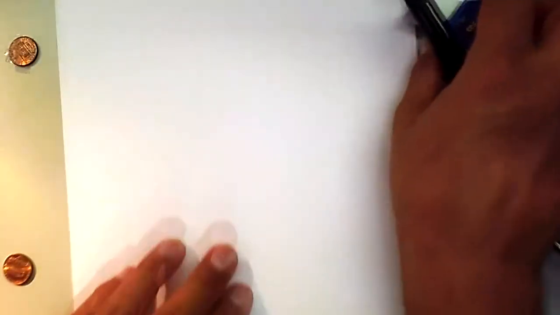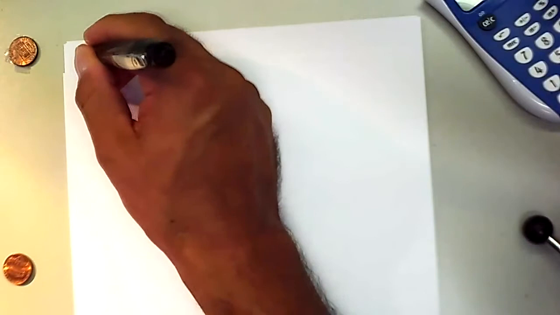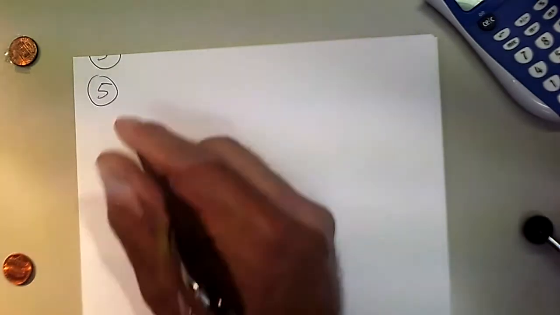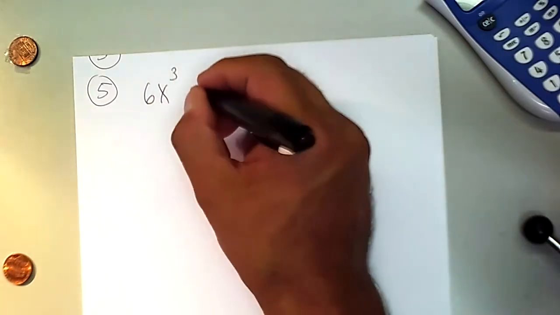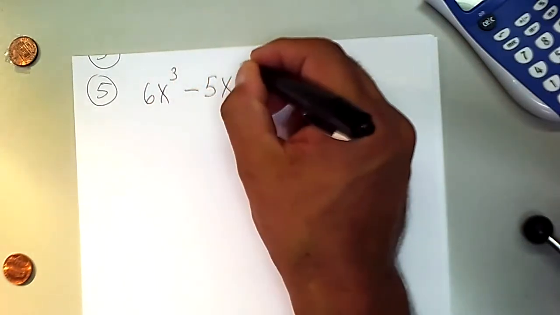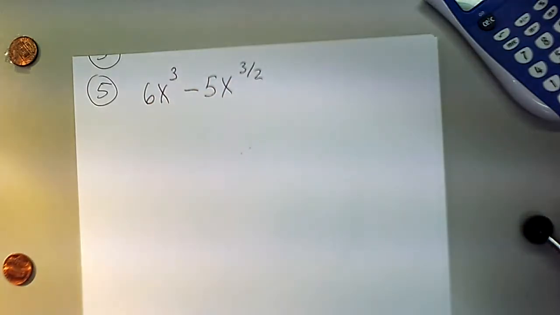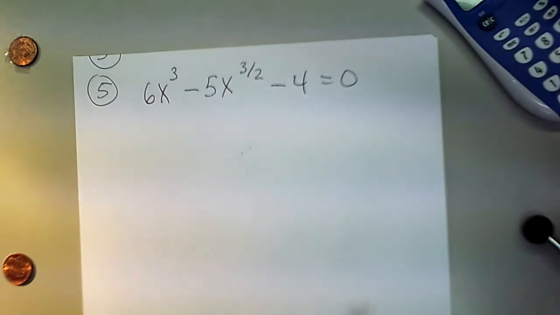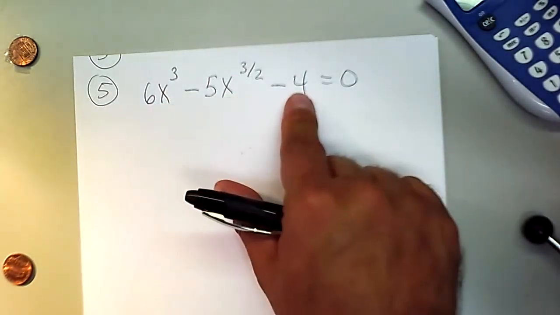That was example 4. Example 5. Whoops, I wasn't looking. 5, there we go. Oh, this is an interesting one. 6x cubed minus 5x to the 3 halves minus 4 equal to 0. Whoa. Okay, so I noticed that there's 3 terms.